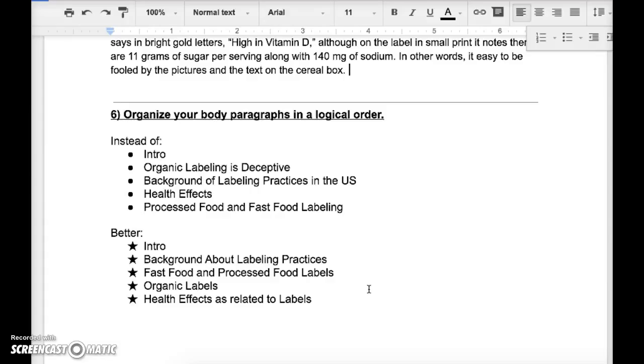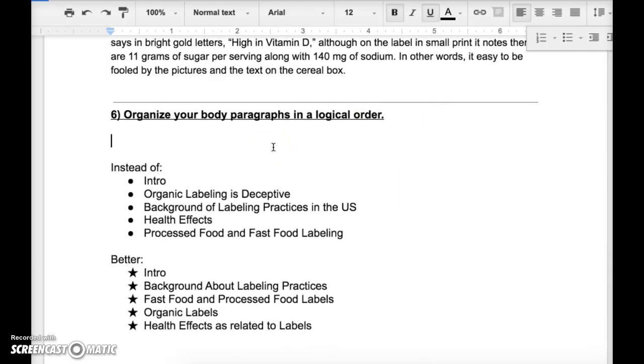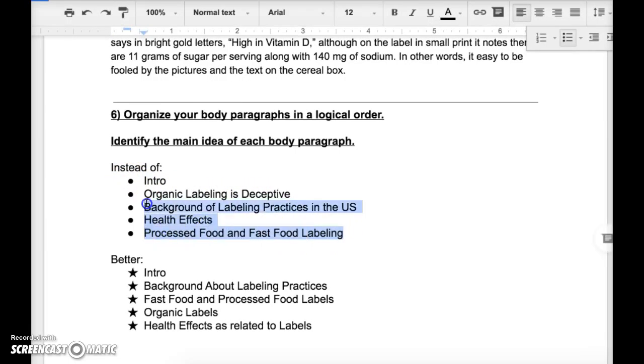So what I would like for you guys to do is to go through all of your body paragraphs and maybe on the side identify the main idea of each body paragraph. And I've been able to do that a little bit for you in some of your papers so far. And then you'll be able to determine if they're in the right, most natural order or not. So here's an example of the order of paragraphs as I read them.